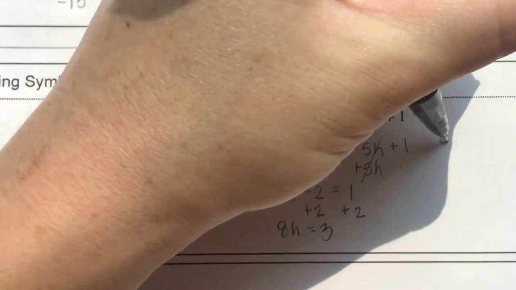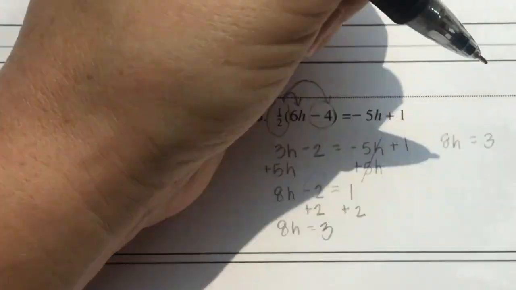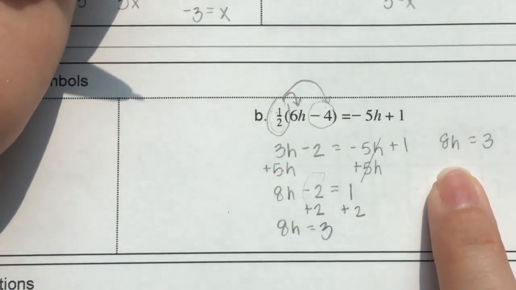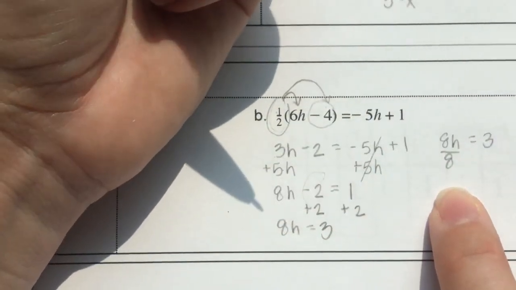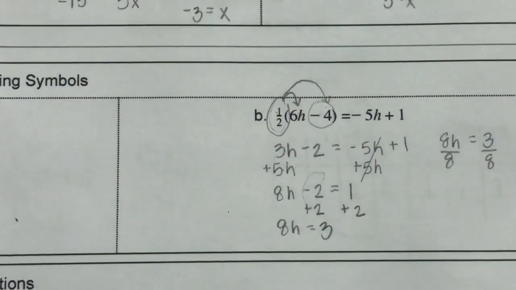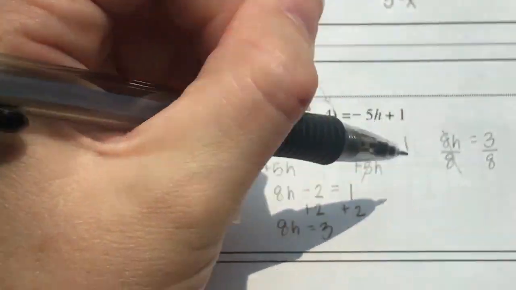And then I'm going to rewrite this up here. 8h equals 3, so I have 8 being multiplied by h. In order to undo multiplying by 8, I can divide both sides by 8. So 8 divided by 8 goes away.